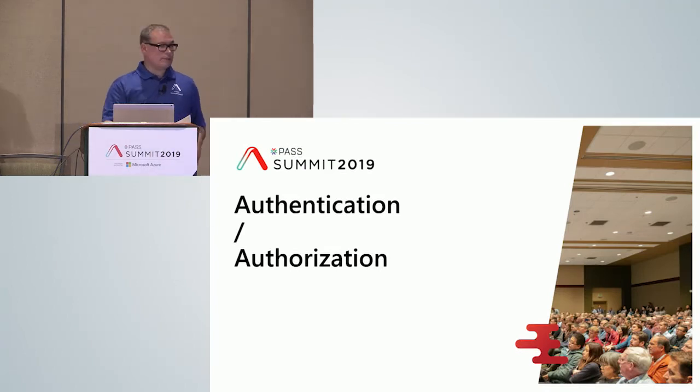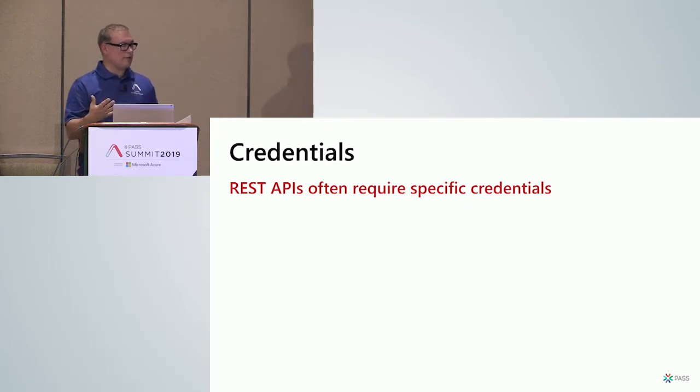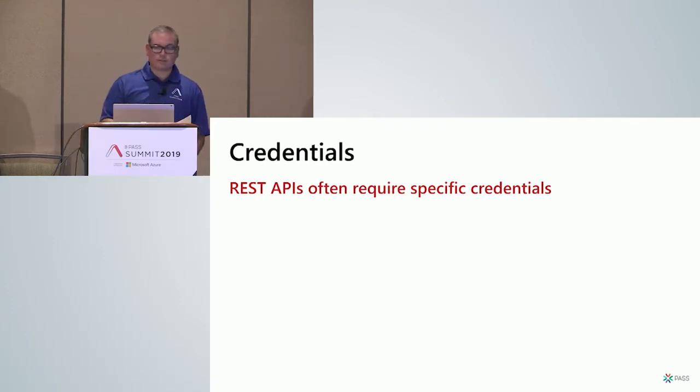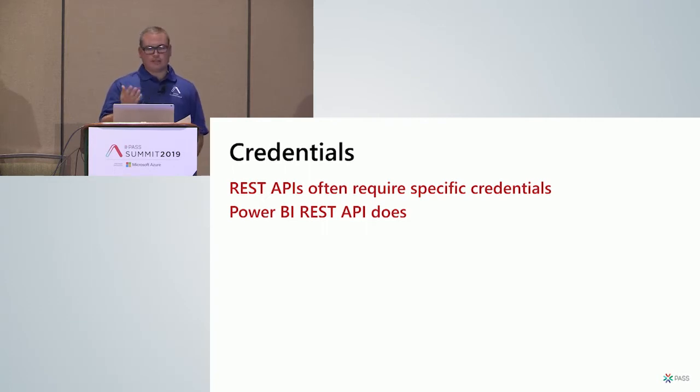So, authentication and authorization. Obviously, REST APIs often require specific credentials. Some don't, and you can actually just request data off of those APIs without any login or certificates or something like that. And those APIs you can actually start working with in Power BI right now. And some, like the Power BI REST API, actually do require you to authenticate against the service. Usually, if there's an anonymous login, if we can call it that, you can't really do the create, drop, update stuff like that. It's just a get method operation for that.